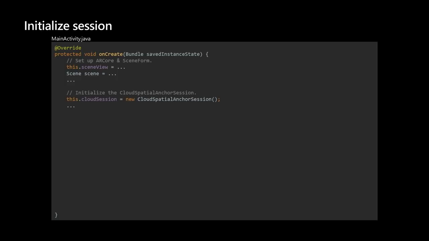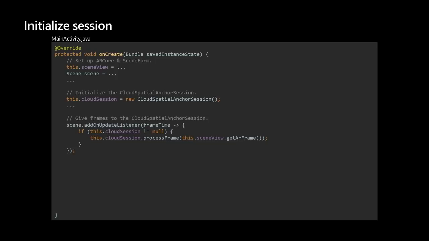Next, we're going to initialize the Cloud Spatial Anchor session. First was the session. We're going to set a log level, and we're going to set an account ID and an account key, which you get from Azure.com. After that, we're going to set up the frame listener, or the update listener. And what this does is it gives frames to Azure Spatial Anchors. So in the GIF I showed you, we had the many keyframes or camera frames that were being turned into feature points. This is how we give Azure Spatial Anchors those camera frames.